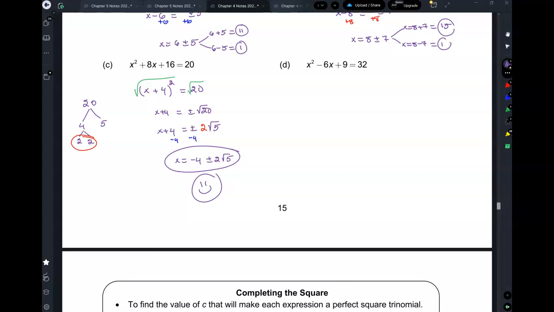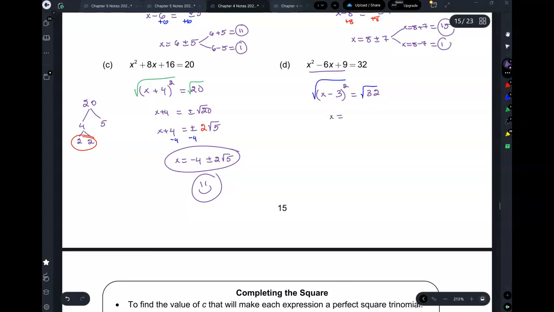Right? Okay, so tell me how to factor this, guys. Okay, tell me. Yep, x minus 3. Square root. Square root. X minus 3 equals plus or minus root 32. Okay, let's simplify that root 32.